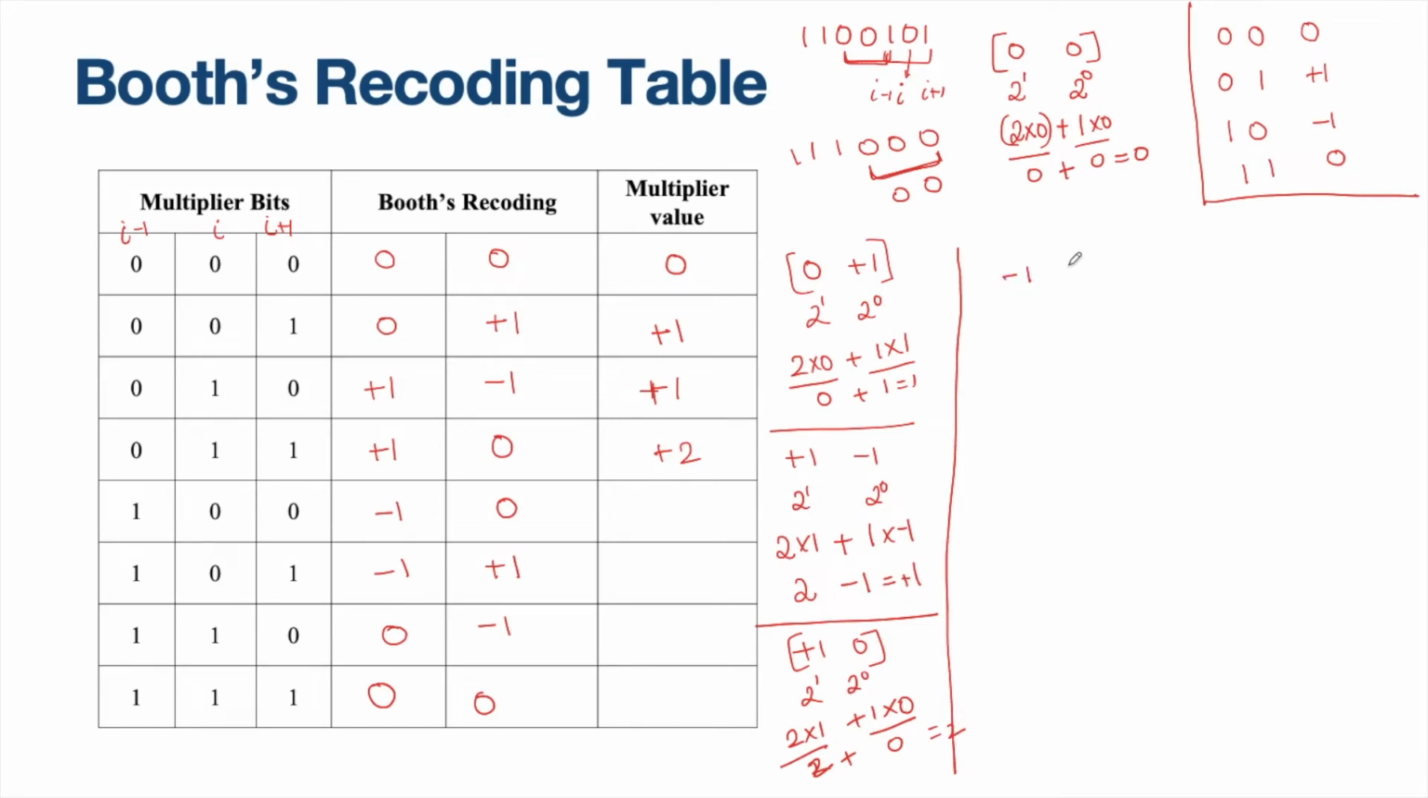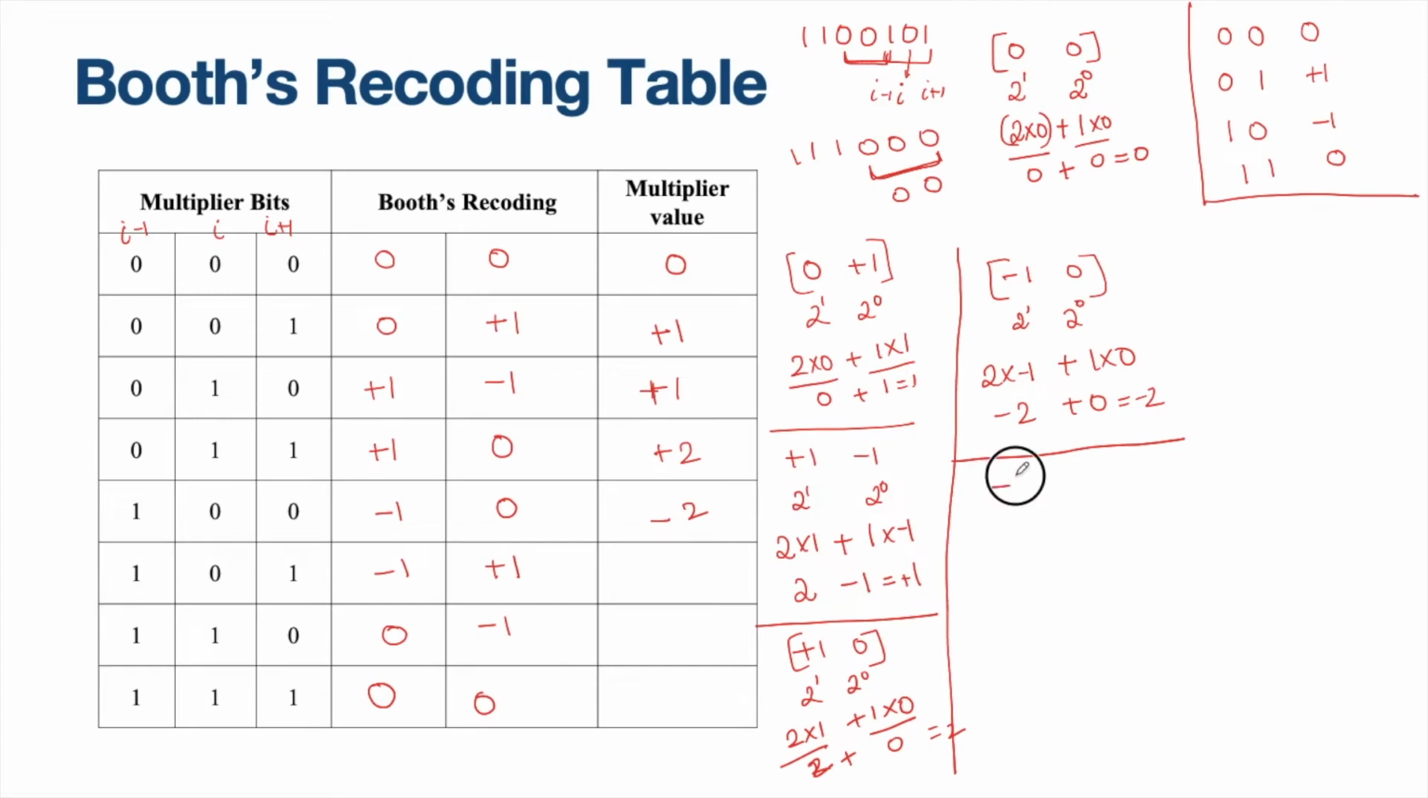For the combination minus 1 and 0, 2 to the power 0, 2 to the power 1. So 2 into minus 1 plus 1 into 0. 2 into minus 1 becomes minus 2 plus 1 into 0 becomes 0, which is equal to minus 2. So this location will be minus 2.